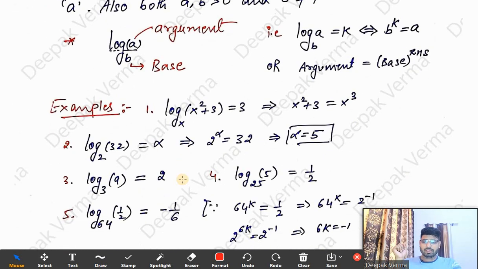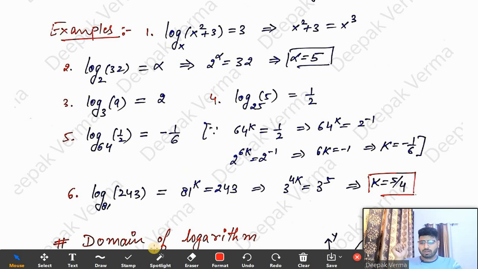Let us do some examples in order to have more clarity on the concepts based on the definition. Log x square plus 3 to the base x equals 3. This is the log form, and we have to convert it into exponential form. So this is the base and this is the right hand side. Base to the power right hand side equals argument. The argument here is x square plus 3.